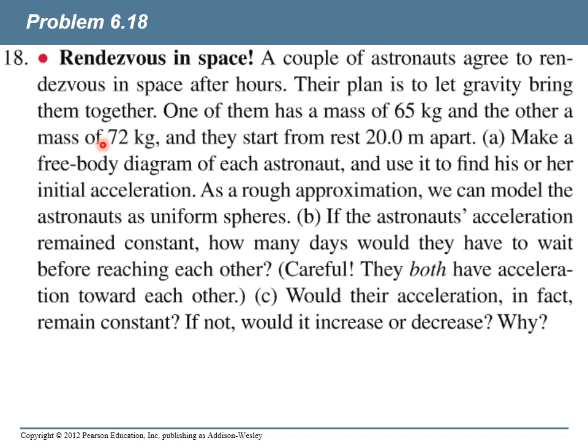So we can find their gravitational attraction force, which is just 65 times 72 times G divided by 20 squared, and we can get the force of attraction between them. And then we know the mass of each one, right? So a force divided by mass would be their acceleration. Each of them will have a slightly different acceleration, right? They'll have the same force, but different accelerations because they have different masses.